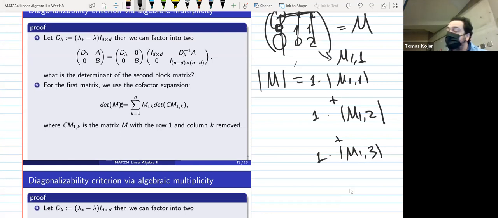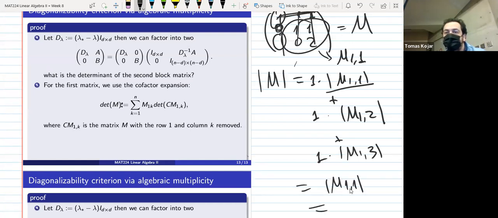But these two both die. So you're left with M11, which is this one. And so you did get 1 times 1 times 2. Okay, this is the formula. And you have to prove it with row reduction, and it takes a while.